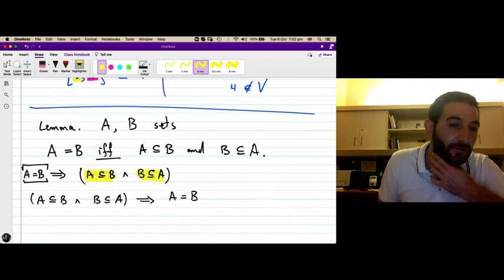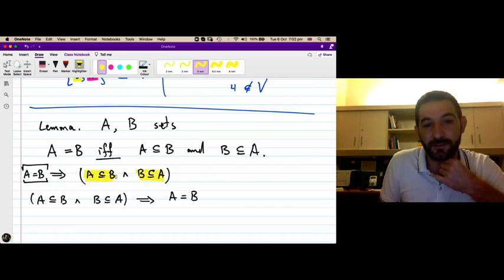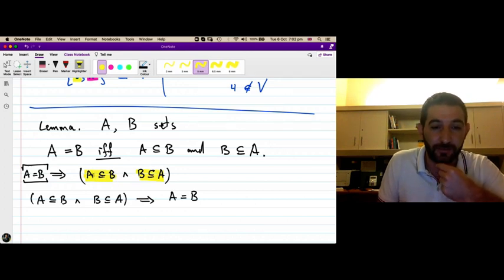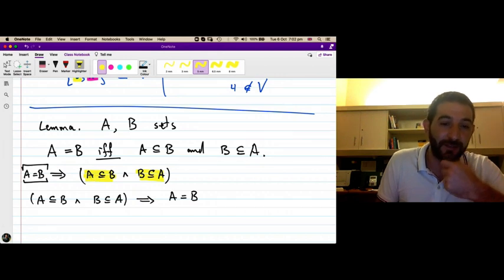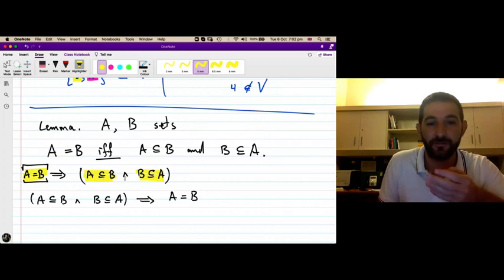Okay, let's prove this. We want to prove that A is a subset of B, which means you need to show that every element in A is also in B. So choose any element in A, but we know that B contains the same elements as A because we assume they are equal. Then this element in A is also in B. So A is a subset of B.